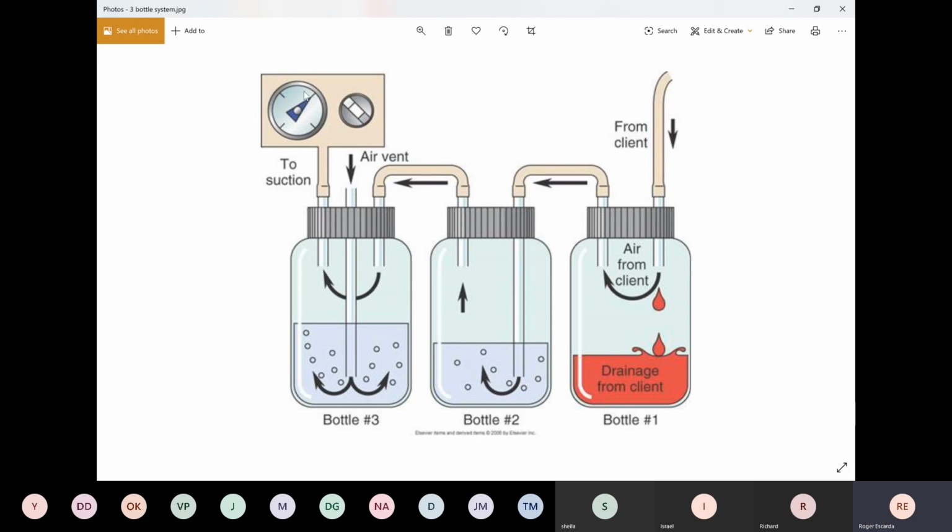Wall is 110. Bottle number 3 is 20 centimeters of water. And we said that bottle number 3 is the suction control chamber or bottle. How much suction is applied to the patient's chest?